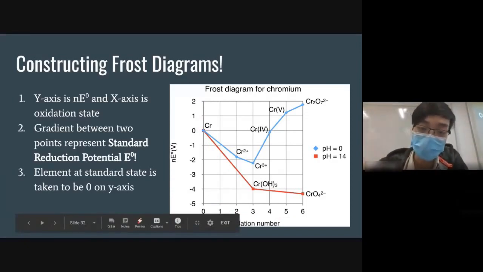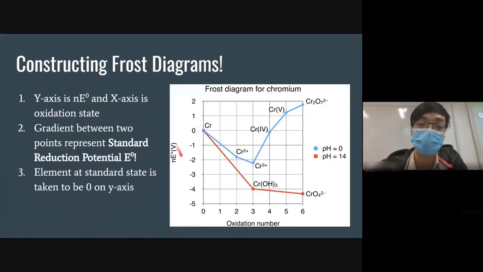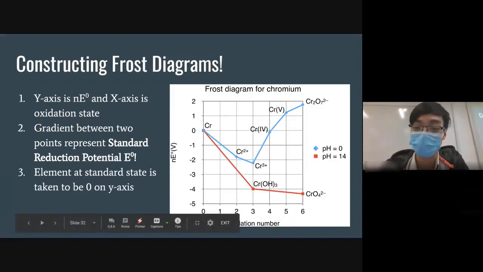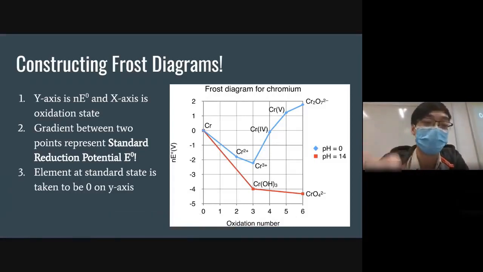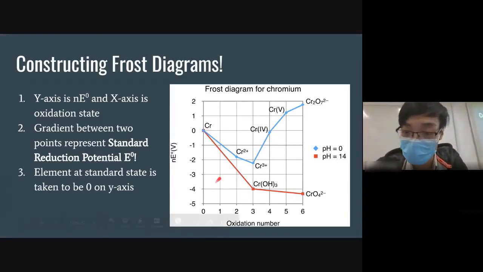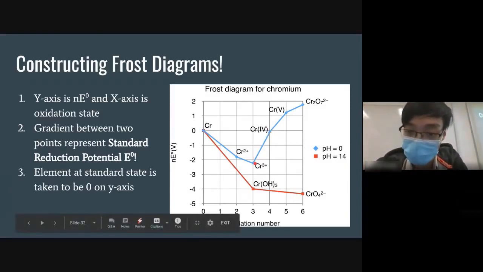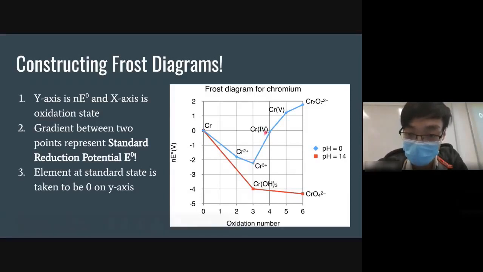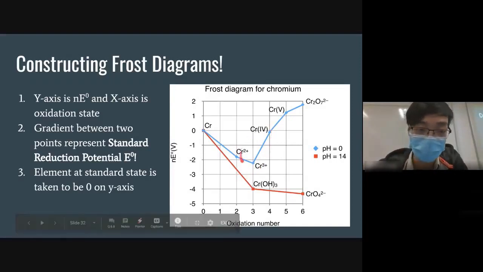The y-axis is the number of electrons times the electrode potential, whereas the x-axis is the oxidation state of the compound. In this case, it's from 0 to 6. What is basically important about the force diagram is that the gradient between 2 points represents the standard reduction potential of the reduction reaction. For example, if we look at chromium 4 and chromium 3, this gradient over here is a positive gradient. This gradient is the standard reduction potential of chromium 4 to chromium 3.